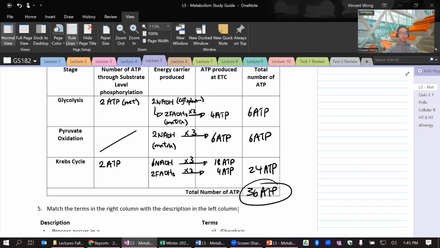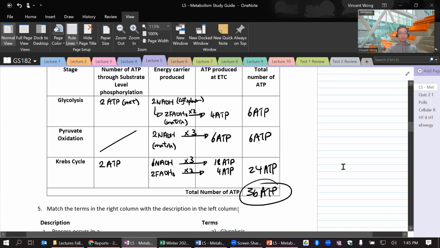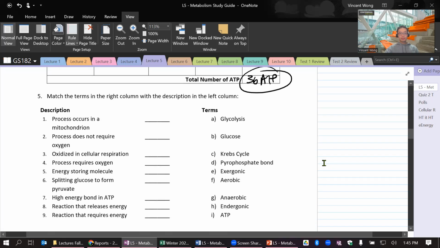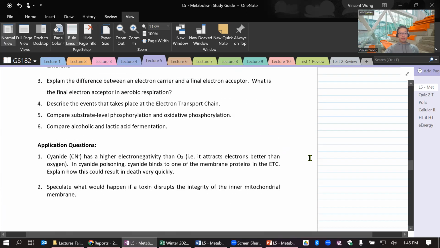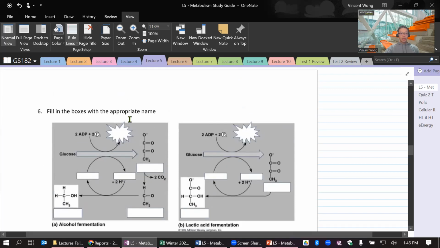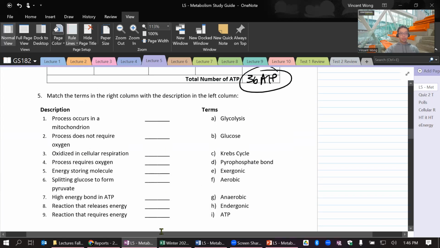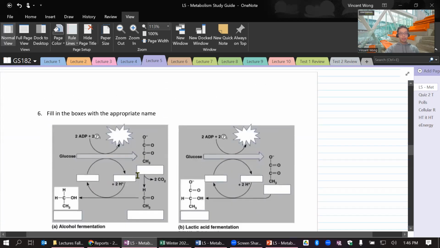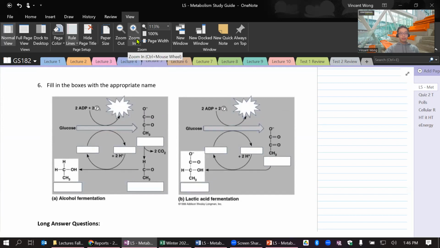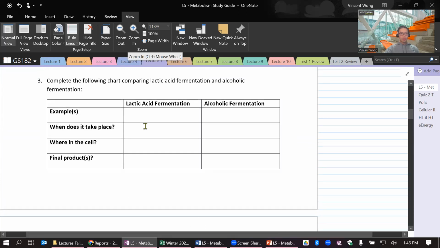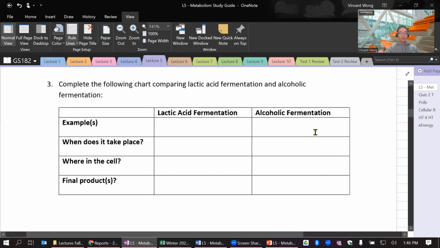That's that. Let's take a moment and look at the fermentation here. You can do the calculation on your own and check the answers later, but there's a chart here. Let's go through it together.